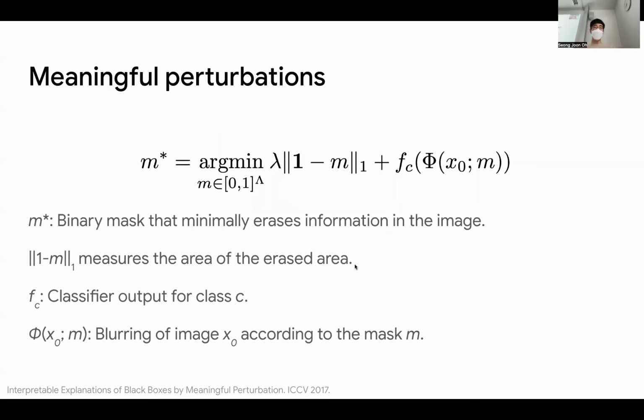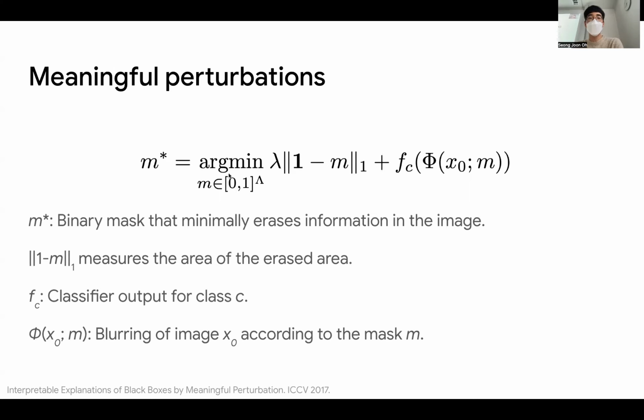To give you an idea of how one can train such a system, such a mask per image, based on the mask you're doing blurring, right? So the objective function for the mask looks like this. You're looking for M star among, actually this has to be a binary mask, right? So this is a binary mask.